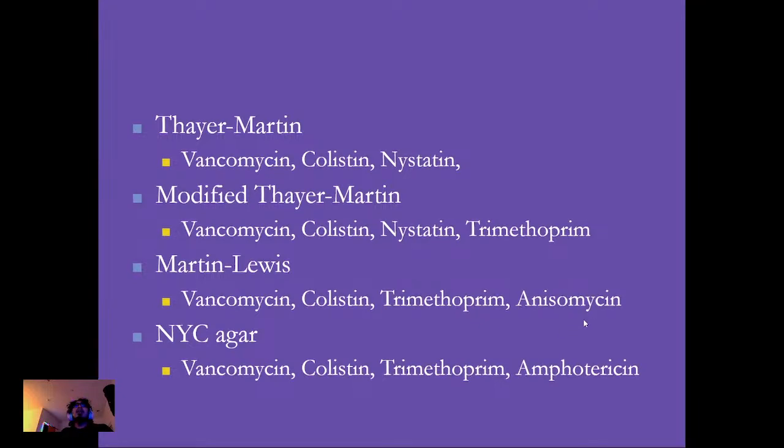Okay? So that you won't forget, class: MN and NM. What is that, class? To remember: Martin Lewis, anisomycin, right? MN. And then New York City agar, NM, amphotericin. Right? So that you won't forget them. You can always go back to them, just reverse the letters. All of them have vancomycin and colistin in the preparation.